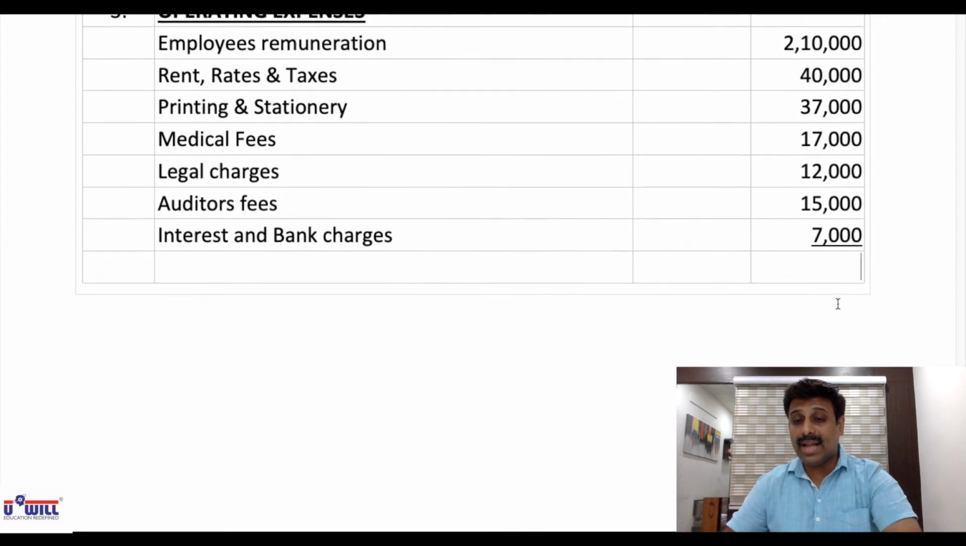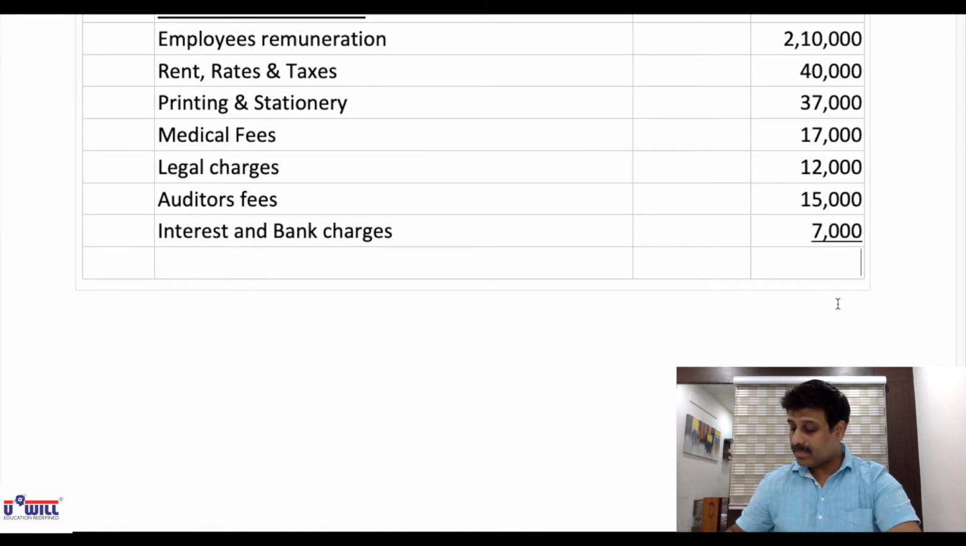Do it everyone. 2,10,000 plus 40,000 plus 37,000 plus 17,000 plus 12,000 plus 15,000 plus 7,000. That comes to 3,38,000. So total operating expenses are done, 3,38,000.